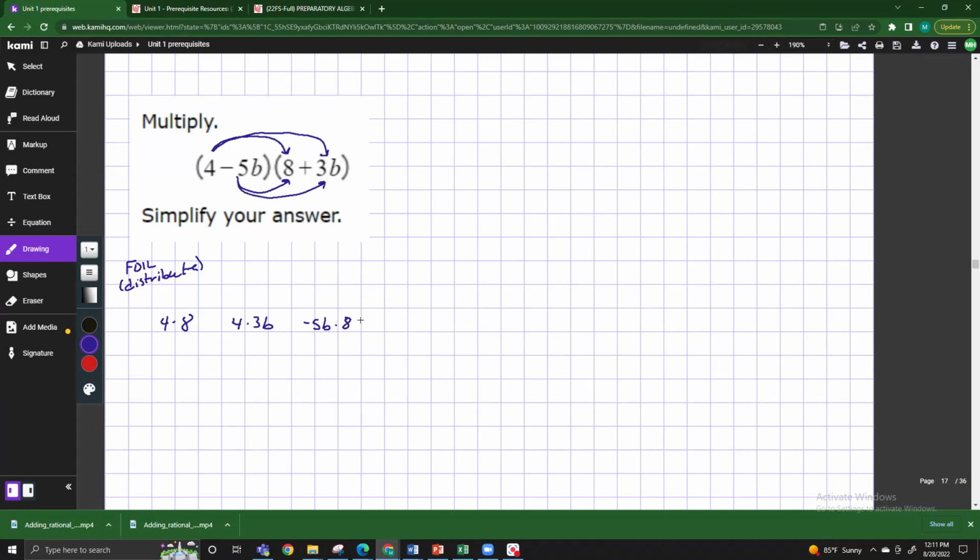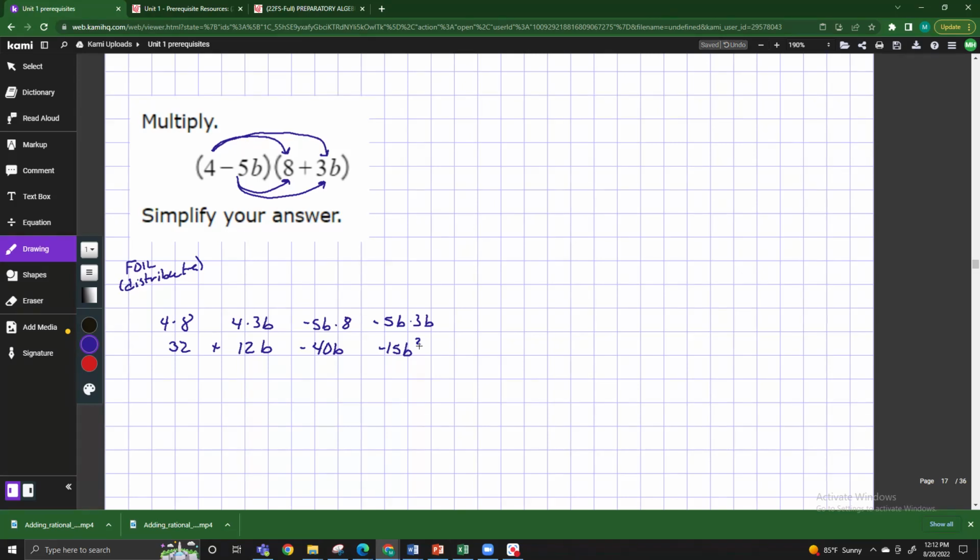And negative 5b times 3b. All right, multiplying these, we have 32 plus, because there's no sign, 4 times 3 is 12b. Remember, make sure that you're writing decently enough because this almost looks like a 6. And then a negative 5b times 8 is a negative 40b. And a negative 5b times 3 is a negative 15b squared.